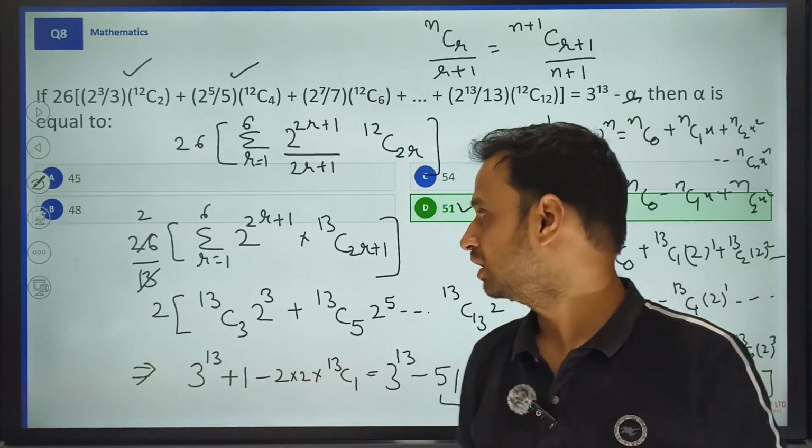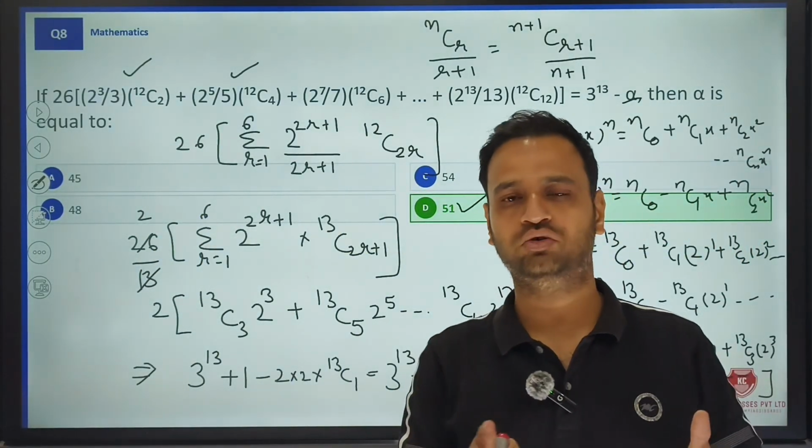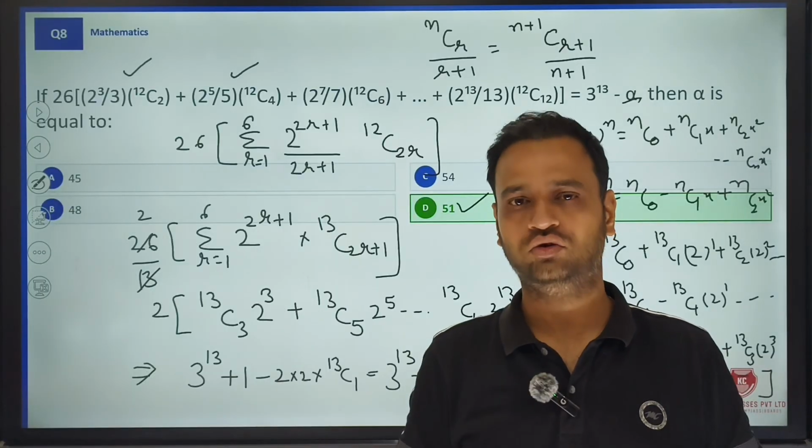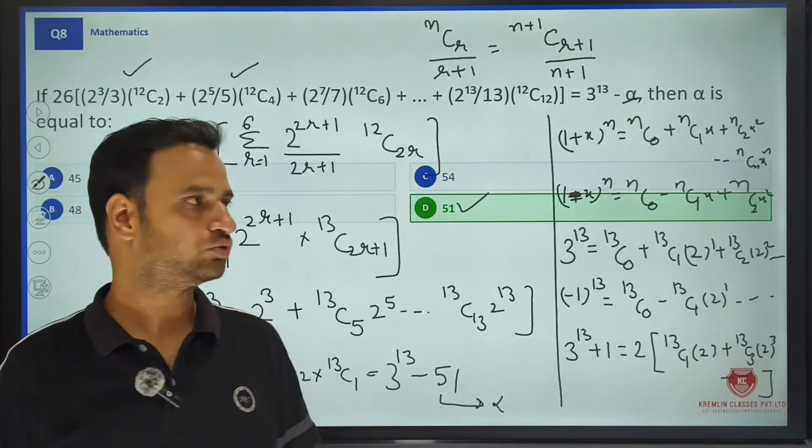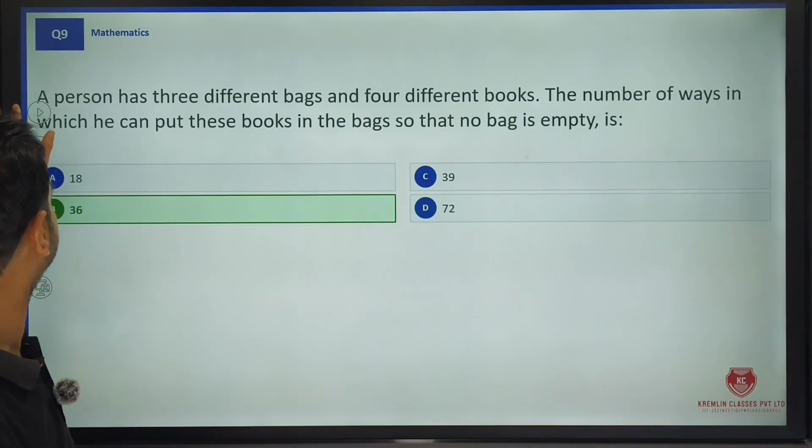So again, it was a lengthy question because the calculation was lengthy, not because the concept was lengthy. So let us quickly move to the next question. See, the answer is 51.